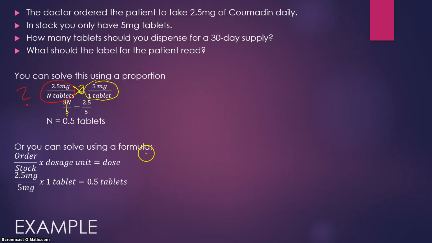Or you can solve this using a formula. I like to use this formula. This is one that I can use in my head pretty often. It's order over stock times the dosage unit equals the dose. The order is what the doctor ordered, which is the 2.5 milligrams, divided by 5 milligrams, that's what we have in stock, right? And times the 1 tablet equals 0.5 tablets.